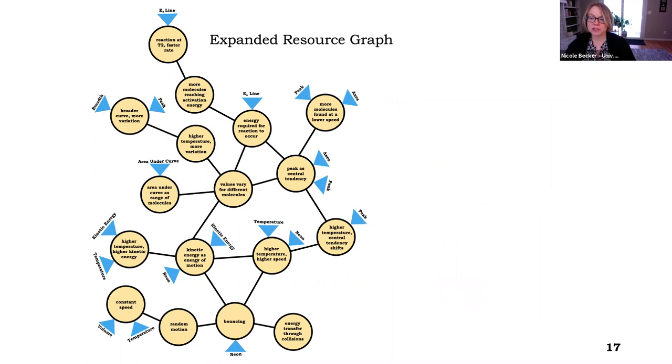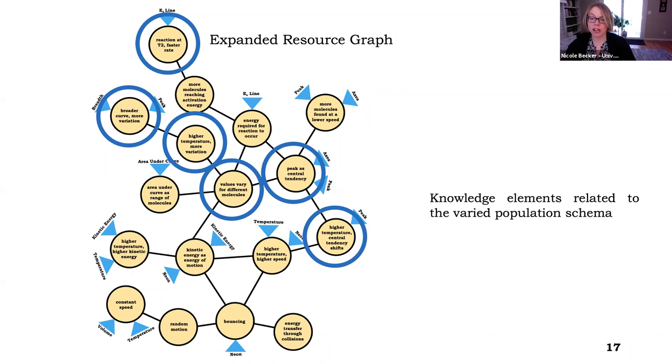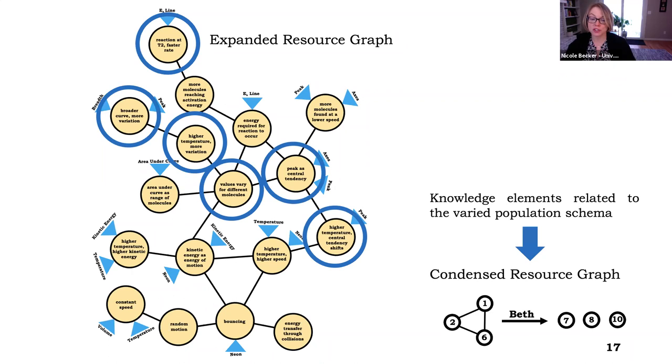As I mentioned, we constructed the condensed resource graphs by identifying knowledge elements that pertain to the varied population schema specifically and that were common across participants. We also indicated the inferences made by students across the prompts, as indicated by the arrow and circles to the right here. Again, the goal of the condensed resource graphs was to allow us to see general trends in reasoning across our participants.